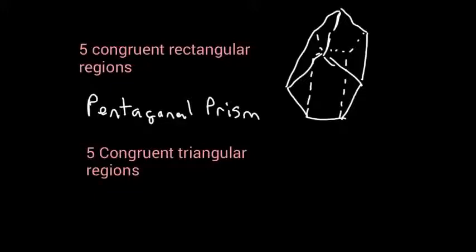So if we have 5 congruent triangular regions, again, you think 5, think pentagon, and then triangles means it's going to be a pyramid. So we start with a pentagon and make it a pyramid. So you can see that we have 5 triangular regions on that, and they're all going to be congruent, assuming that the pentagon is a regular pentagon.